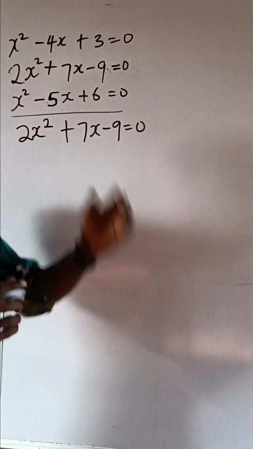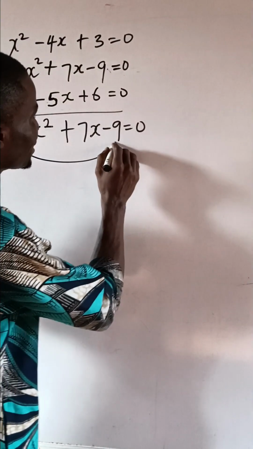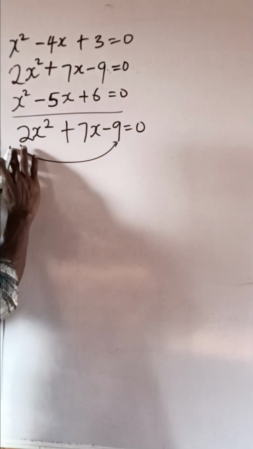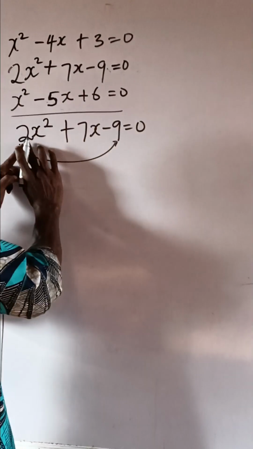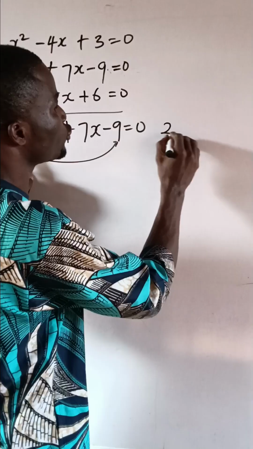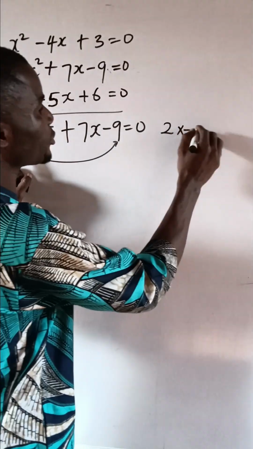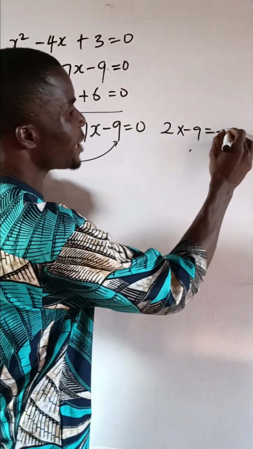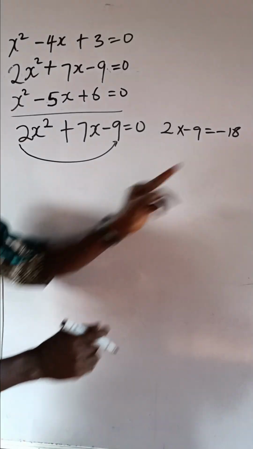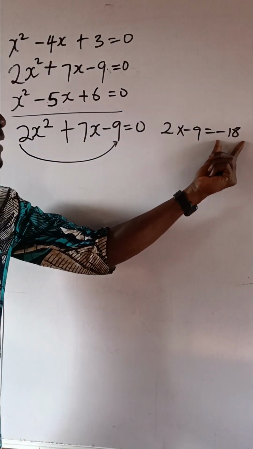What do you do here? The first thing, you multiply this constant to this coefficient. So we have 2 here. So you multiply it. That means you have 2 times minus 9. It will give you minus 18, right? So this is your final constant.